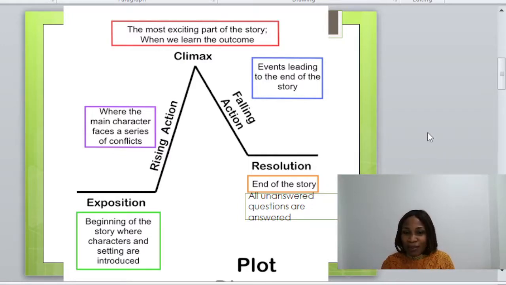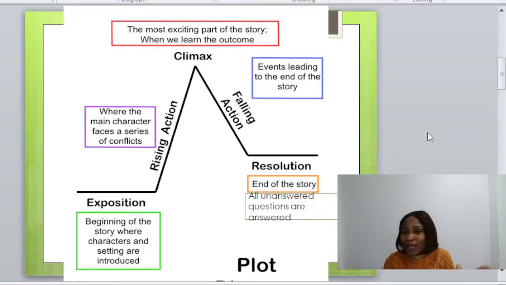So this is the plot. It starts with the beginning, the characters, the settings. Next, the character faces a problem, a trouble. Oh my goodness, another trouble. Then it gets to the climax. What will finally happen? Then it starts to fall. The fall in action, that's where the problems are being solved. Things must happen for this problem to be solved. Then you get to the resolution, the ending, the end of the story.